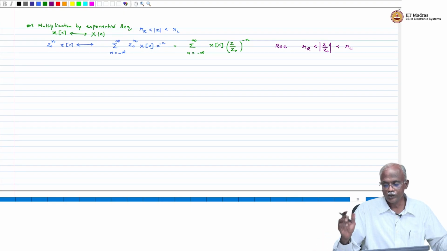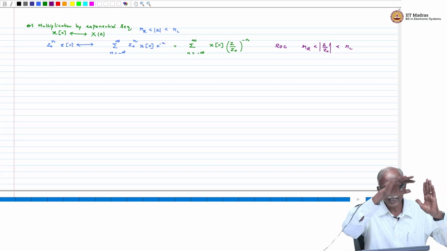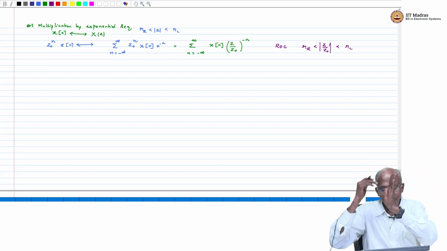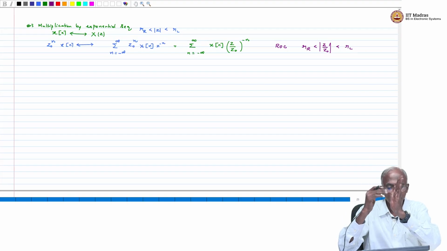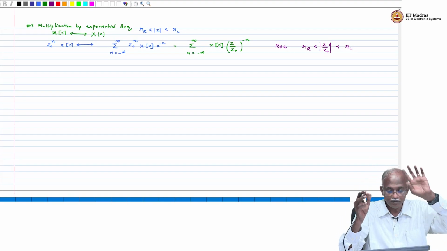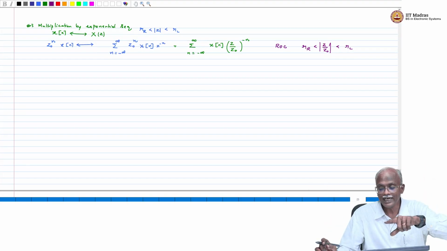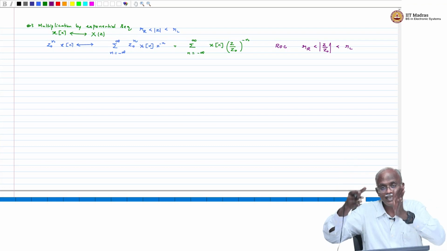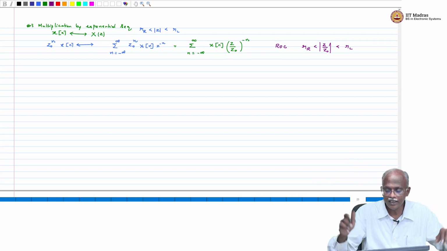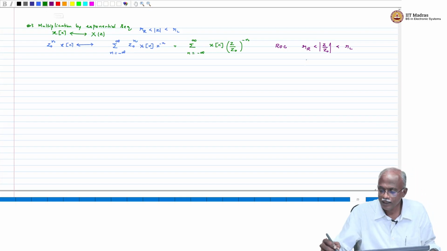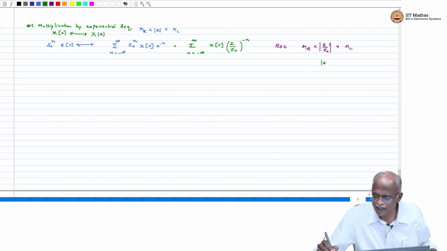and less than RL. So what we have done is this exponential scaling, we have taken it as a scaling of the z variable. Mod z was previously between the limits RR and RL. Now because of the scaling by z0, mod z by z0 is between RR and RL. Now this can be written as mod z0 RR less than mod z less than mod z0 RL.